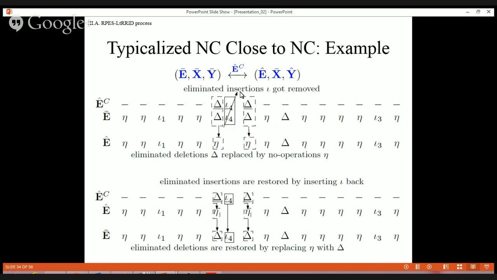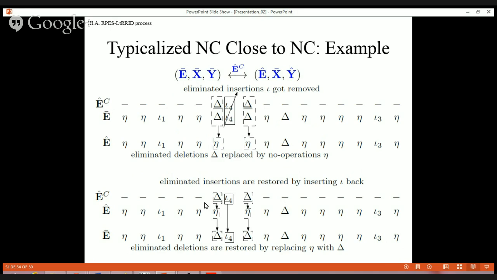For insertions which are eliminated, we just remove them from E to get E hat. For deletions which are eliminated, we change this deletion delta into a non-operation alpha to obtain E hat. So this is from E to E hat. And once we have E hat, Y hat can be determined by processing E hat on X.